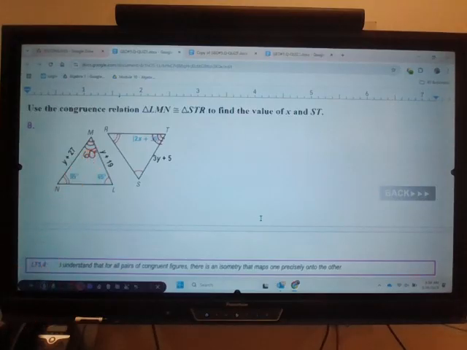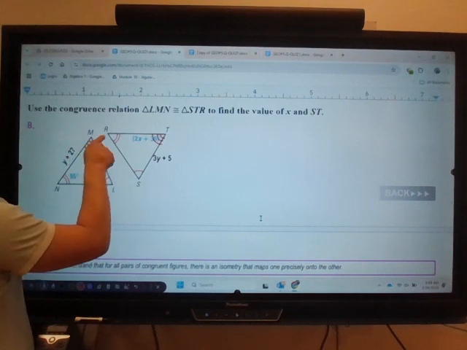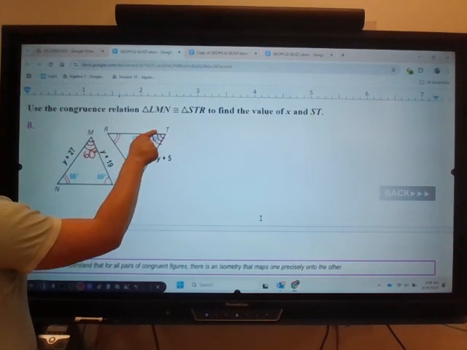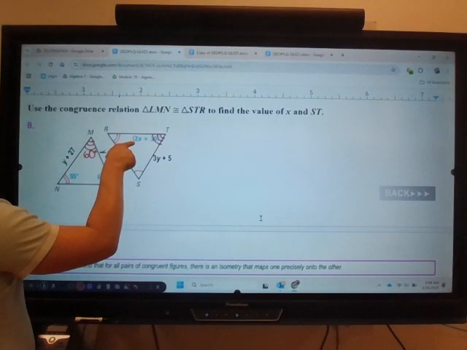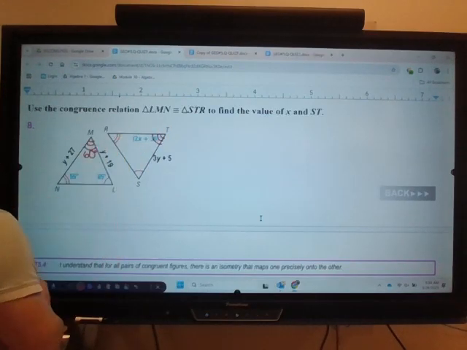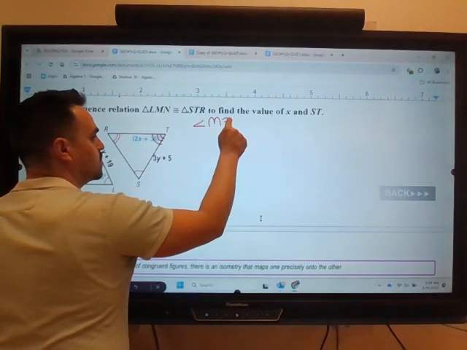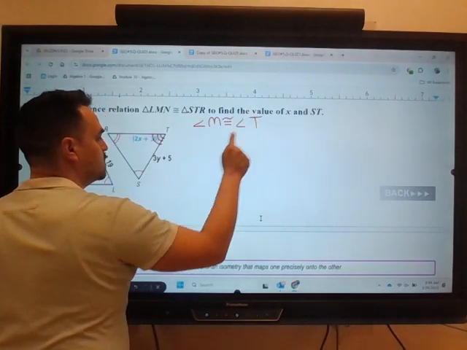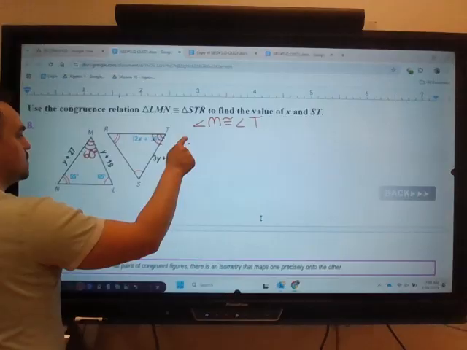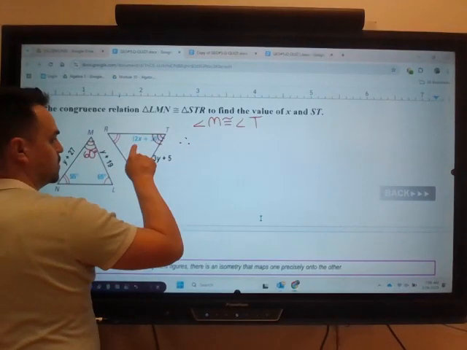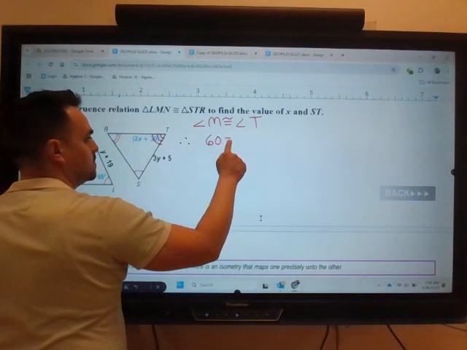$60 degrees. All right, I know that that's 60 degrees, and I know that angle M is congruent to angle T. So 60, the measurement of angle M, is equal to 2x plus 30, the measurement of angle T. Since angle M is congruent to angle T, therefore, that's what those 3 dots mean, therefore, 2x plus 30 equals 60. So angle M is 60 equals angle T.